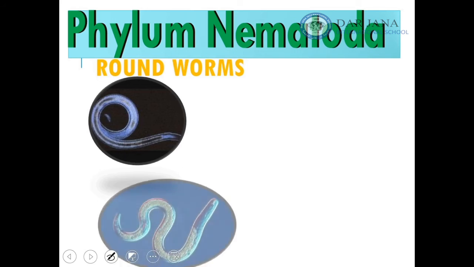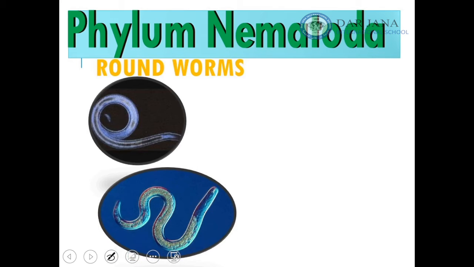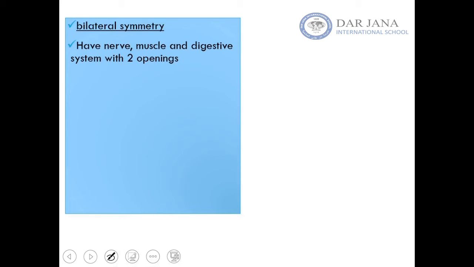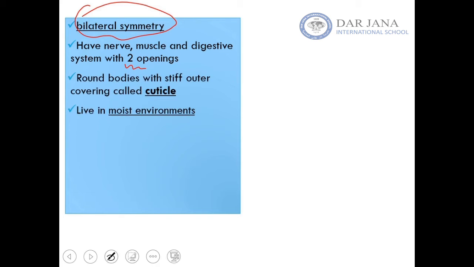Another phylum we have is the Nematoda, or the roundworms. They come in different shapes, but all of them belong to the phylum Nematoda. They have round bodies. Okay, they also have bilateral symmetry. They have nerves, muscles, and a digestive system with two openings. So the difference between nematodes and platyhelminthes is that nematodes have two openings. They have, as I mentioned earlier, round bodies.